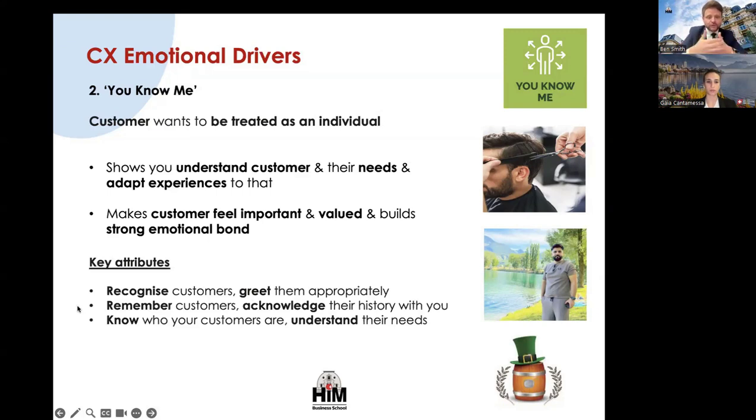So some things that you could do in order to fulfill this emotional driver as a business: recognize your customers, greet them in the way that they would like to be greeted. If it's using their name, fantastic. In some luxury businesses, customers might prefer you not to do that, but knowing how they want to be greeted is key. Remember your customers and acknowledge that you have past history doing business with them before. So you can comment on the last time that they were there, previous purchases that they made, and whether they are still interested in that or if they have new interests.